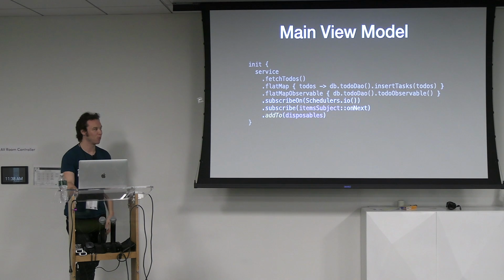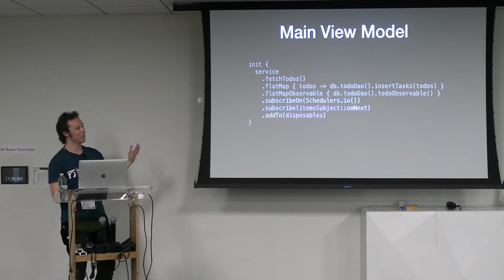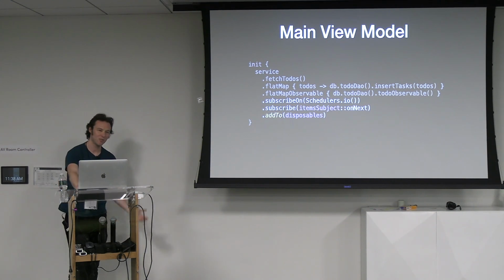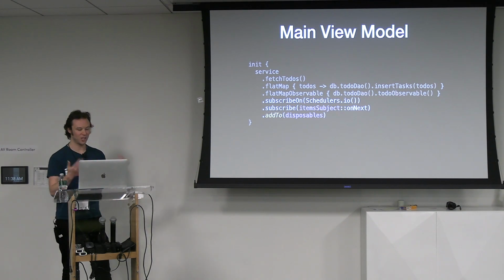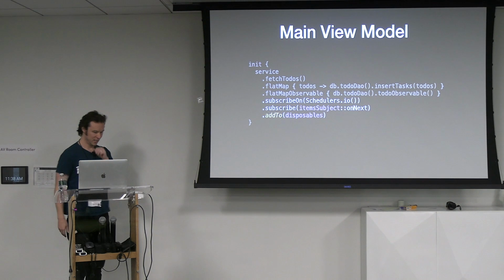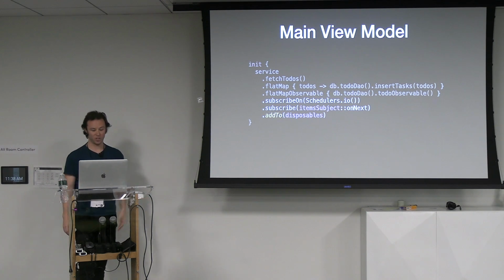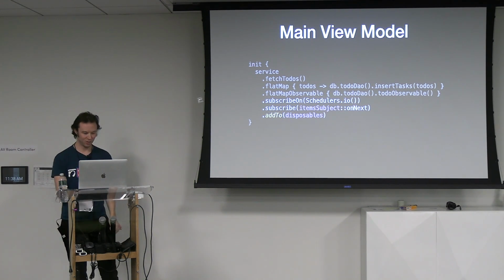And then there's some Rx boilerplate here. We don't want to do network stuff and database stuff on the main thread, so we're popping off to a background thread. And then we're piping all the stuff through to that subject. And we want to clean up after ourselves, so we're adding to a list of disposables.